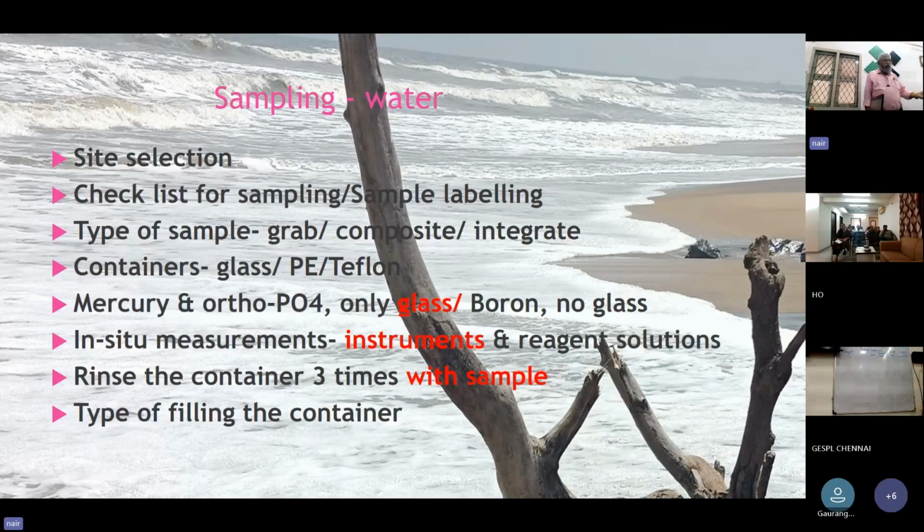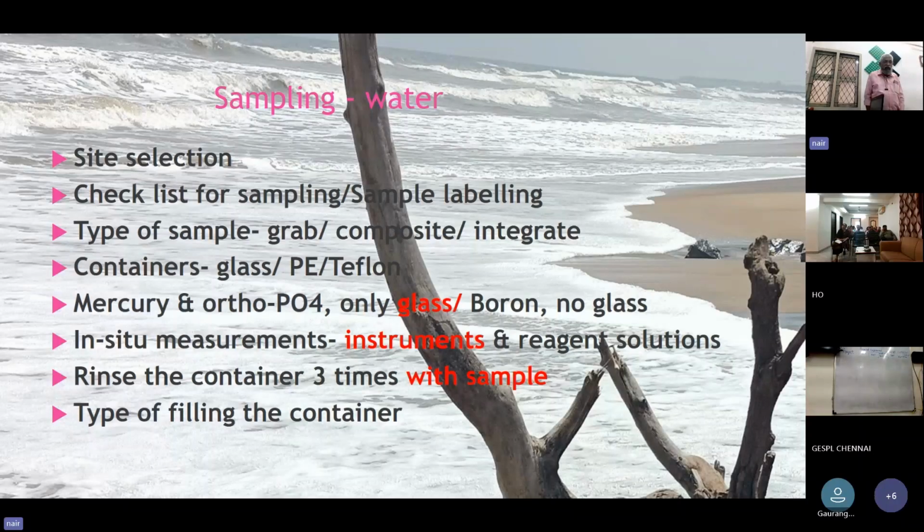You should not take half a liter from one point, 1 liter from another point, and 1.5 from another. You have to take the same volume, 1 liter each, or half a liter, whatever it is. That you can decide. Then mixing all these together and taking 1 liter or 2 liters, whatever the requirement is. That is a composite sample.